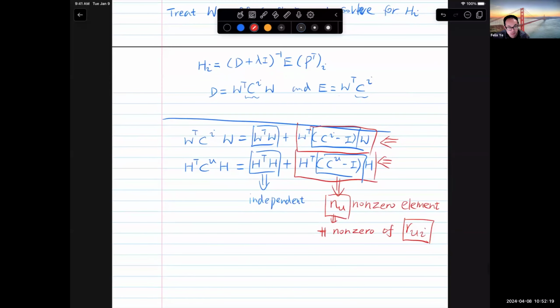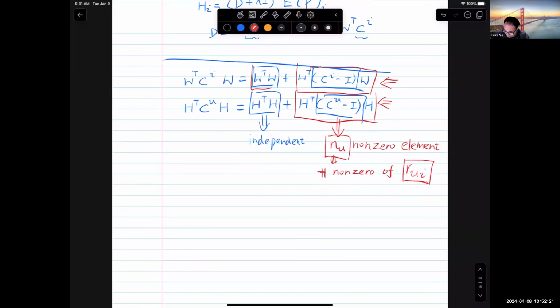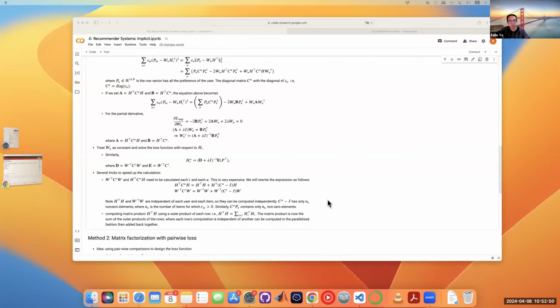And also the key is these two things actually can be computed separately. So you can just compute W transpose W and H transpose H. Just store them. Then the rest of the things can be computed with the sparse matrix ideas. All right, so this is very important, and you are going to implement that in the homework project.